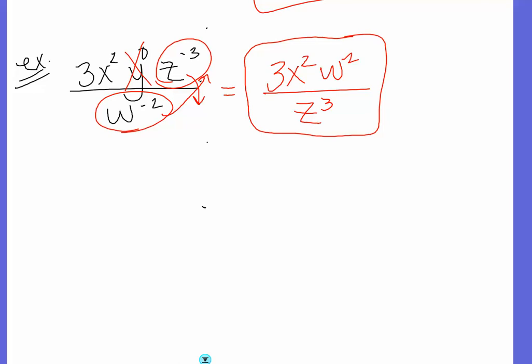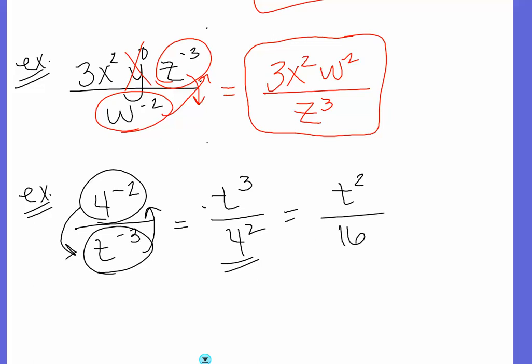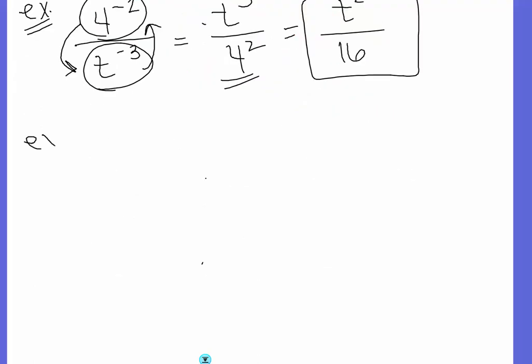What about this one? So with this one, if you want to pause it and try it first, 4 to the negative second goes down. T to the negative 3 goes up. So they're really just switching places. This is t cubed over 4 squared. If I circle that, I'm losing half a point because I can still simplify 4 squared. So 4 squared is 16. So whenever you have a number with an exponent, when your base is a number, you can just go ahead and simplify. And I have one last one I want to talk about today.